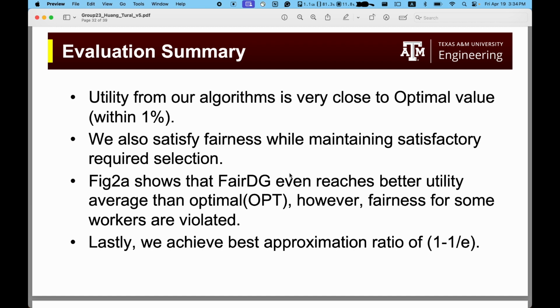However, there is one interesting fact in figure 2a. As I mentioned earlier, the FAIR DG algorithm reaches an even better value than the optimal value. But even though it does, it violates fairness for some workers. That is another point that I want to bring up, which is a weakness in the paper. It feels like these algorithms are not experimented with and tested enough. It shows that FAIR DG is not really optimized, and it's not really stable. At some points, it shows better value, but at other points, it fails to live up to the standards.